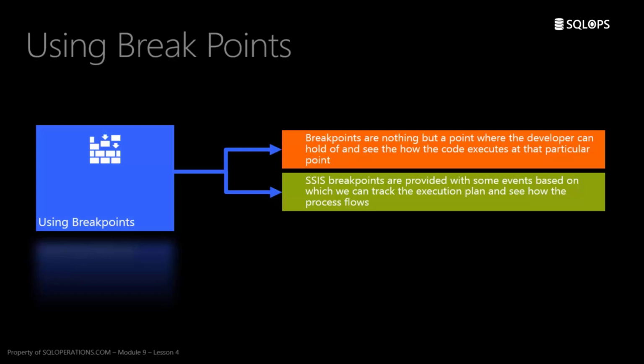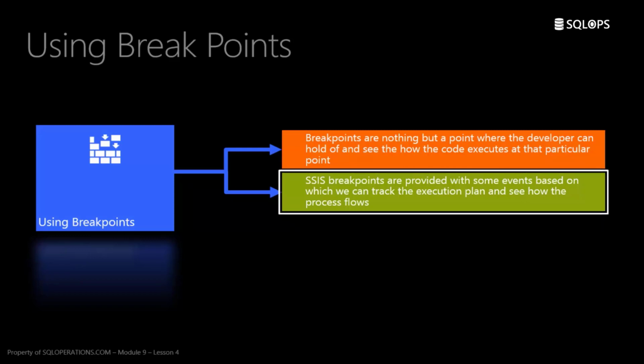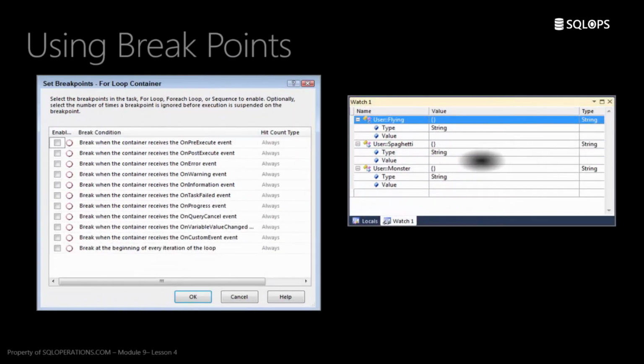Breakpoints, along with the watch windows or the locals window, also enable you to see the value of the variables immediately before and after a task. To create a breakpoint on a task, just right-click the task and select Edit Breakpoints. SSIS breakpoints are provided with some events based on which we can track the execution plan and see how the process flows. Each option in the Set Breakpoints window will stop the package execution at a different point.